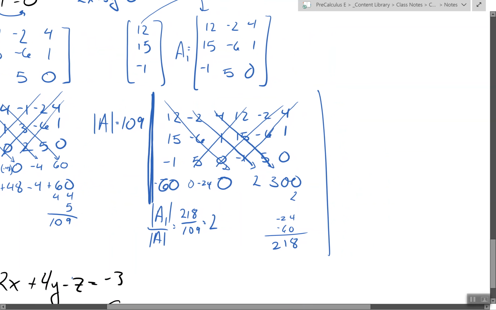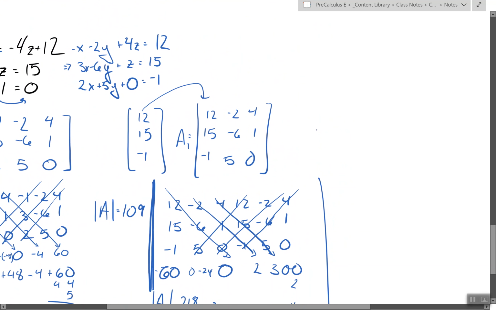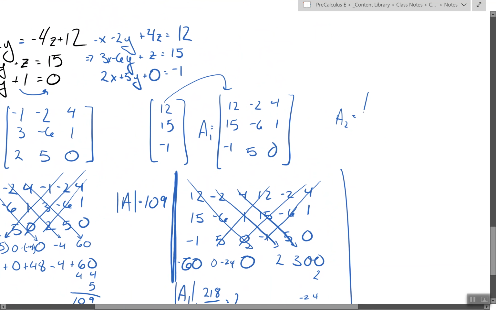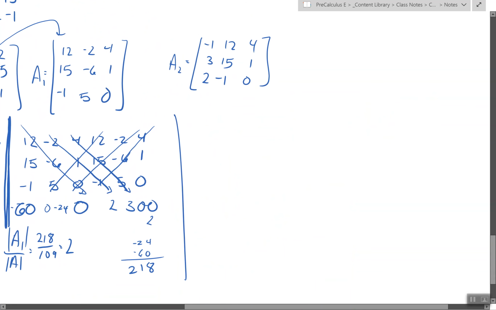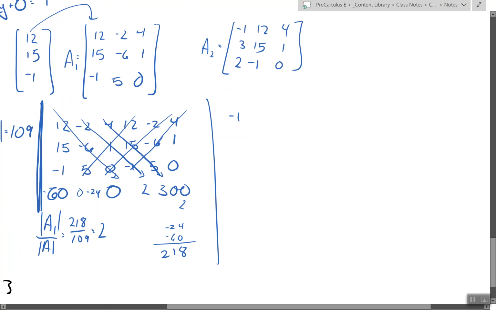Okay, so for now A2, we replace the middle column. So the original column 1, the answer column in the middle here, so 12, 15, negative 1, and then the third column 4, 1, 0. Okay. So we start off by recopying negative 1, 12, 4, negative 1, 12, 4, 3, 15, 1, 3, 15, 1, 2, negative 1, 0, 2, negative 1, 0.